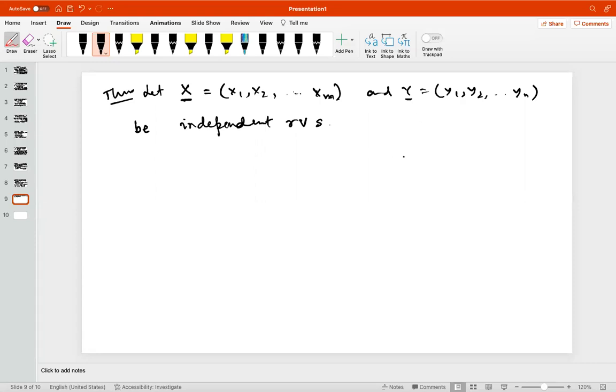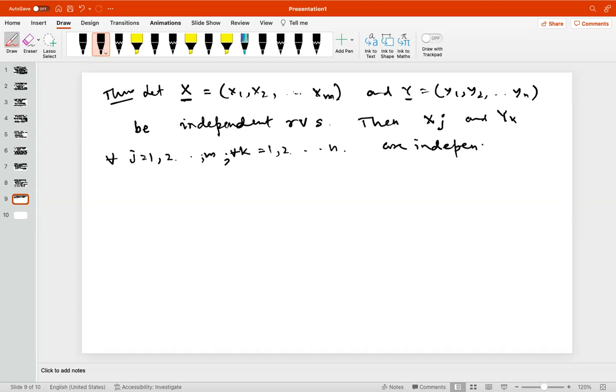Then what happens? Then each component Xj and Yk, for all j from 1 to m and all k from 1 up to n, are independent. Each component is independent. X1 may not be independent of X2, but X1 is independent of Y1. This Y is capital Y, not the small y. It is a random variable.